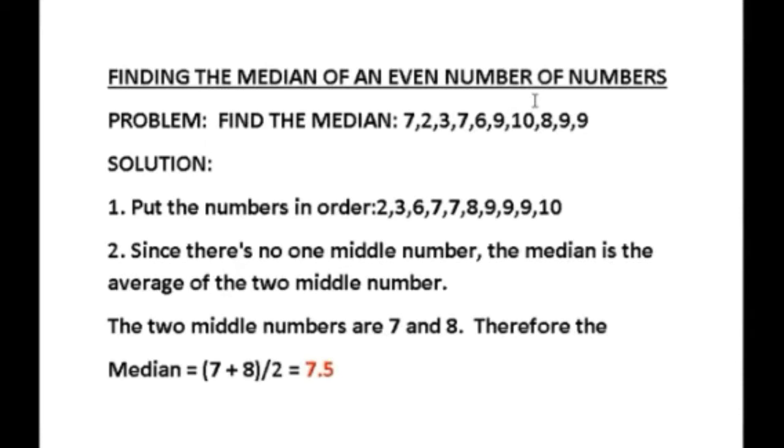So that means that you have to take the two middle numbers and find the average of the two middle numbers. The two middle numbers are 8 and 7. So to get the average, you add the 8 and the 7 together and you divide by 2. So as you can see here, we have the median equals 7 plus 8 divided by 2, which gives us 7.5. So the correct answer for the median in this case is 7.5.